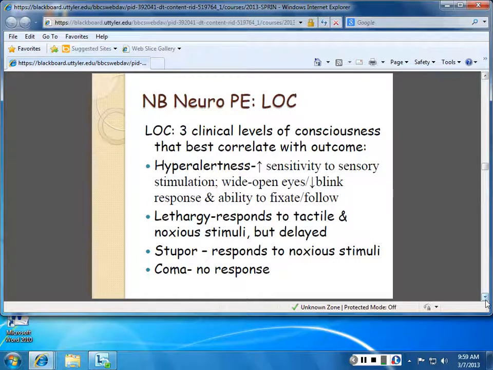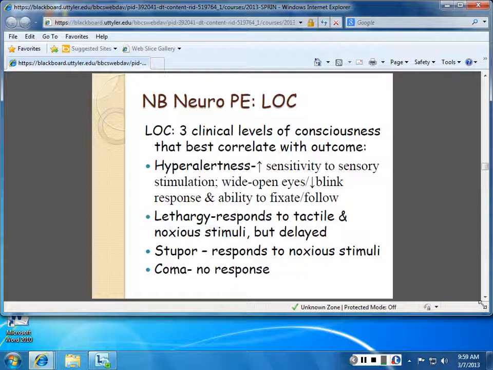There are 3 levels of consciousness that best correlate with outcome. You have hyperalertness. This is when they're very sensitive to stimulation. They have wide open eyes, but they have a decreased blink reflex and a decreased ability to fixate and follow. I would see this in a baby that was probably hypoxic during delivery and at birth, and they go through a hyperalert state. Lethargy. These are babies that are more obtunded at birth.